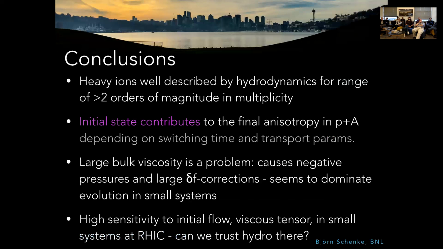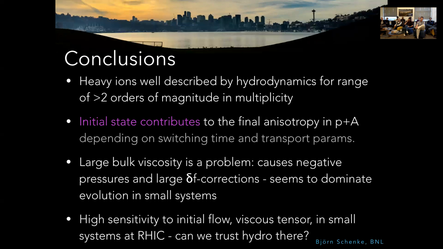And that brings me already to conclusions. One good note is that in heavy ion collisions, this all seems to be fairly under control up to like 40% centrality or so. It actually works further out, even though you should take it with a grain of salt. It works out to larger centralities, and you can describe the data pretty well. The initial state contributes to the final anisotropy in pA. I think in this framework that's absolutely clear. If you turn off or change something in the initial state, you change your final v2s dramatically. But things depend on switching time, transport parameters, and whether you include the initial corrections or not. So things depend dramatically on that.